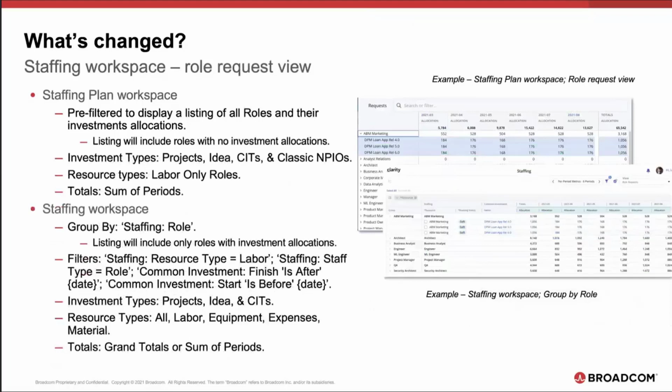Last, as you can imagine, we're talking about the role request perspective. Again, there's a few details at the top of the slide that articulate the behavior of the staffing plan workspace. But the key point to focus on if you're attempting to render a role request perspective in staffing is use the group by of role, right? Before, on the investment to resources, we were using group by investment. The resource to investment perspective, you were using a group by a resource. And here we're looking at roles.